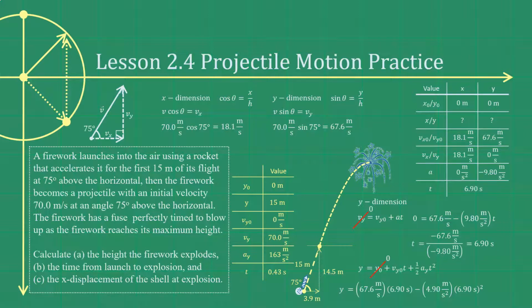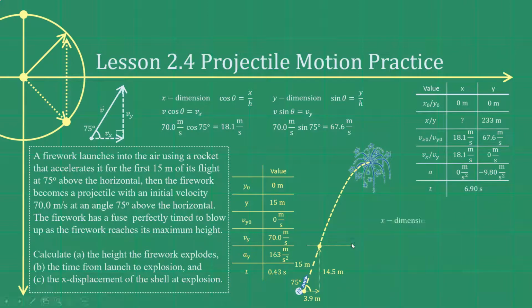And when I calculate with these values, I find that my firework reaches a height in this part of the problem of 233 meters above where the rocket burned out. So the projectile is going to continue moving upward in the air for 233 additional meters. I'm going to plug that into my table.